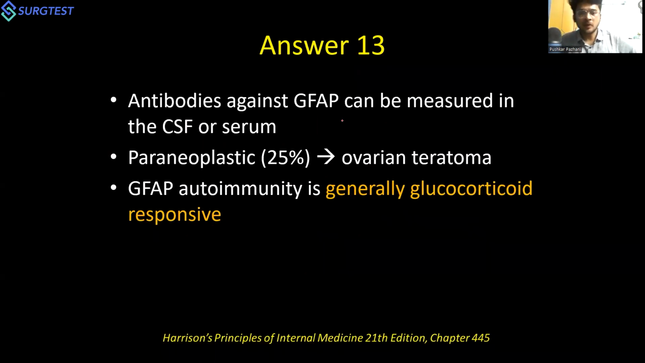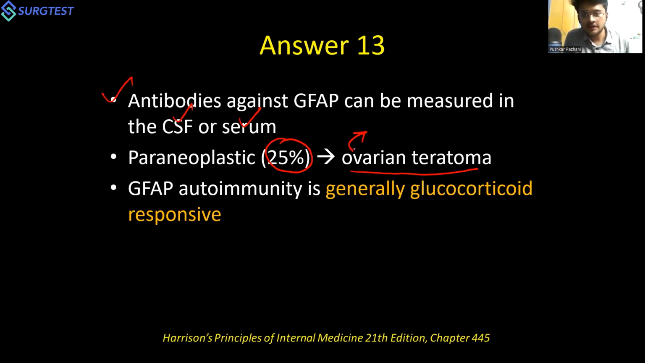Yes, and another important point I wanted to mention is that antibodies are checked both in CSF and serum, like any other autoimmune or demyelinating illness. And 25% of cases will have an ovarian teratoma. So chat box, what is the other autoimmune disease that is associated with ovarian teratoma? Anyone wants to try? What are the neurological autoimmune diseases very strongly associated with ovarian teratoma? Anyone wants to try? No one? Okay, fine. Then I'll give the answer.